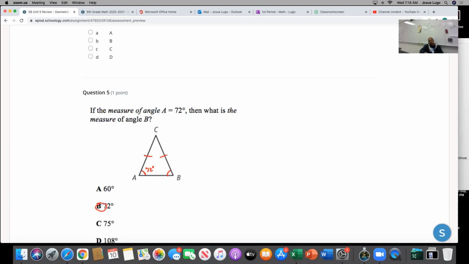And I realize I'm moving kind of quickly through this, but this is just a review. If you don't understand it, rewind it. Hopefully that makes sense. Look for lines like these in a triangle. That's telling you that those sides are equal. Look for angles that have the same symbol on them. That means that those are equal.